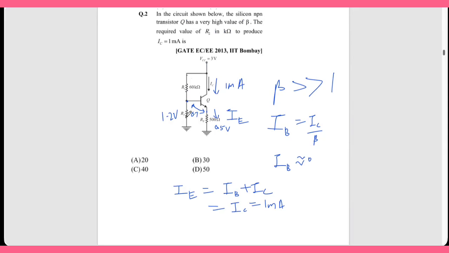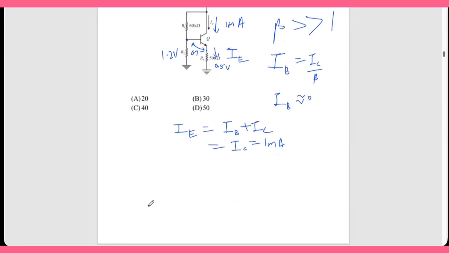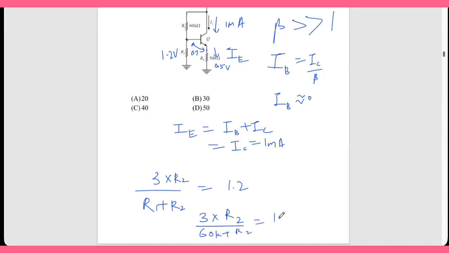So this 3 is divided, so the voltage VR2 will be 3 into R2 by R1 plus R2, equal to 1.2. R1 is 60K. So 3 into R2 by 60K plus R2 is equal to 1.2.